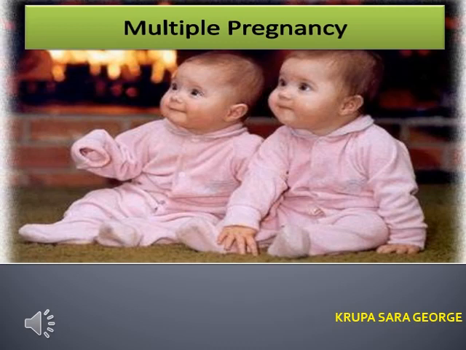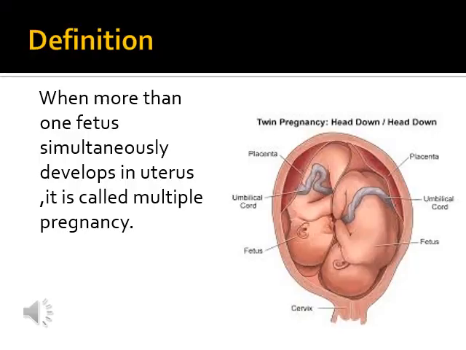Good morning, all. Today, let's talk about multiple pregnancy. Definition: when more than one fetus simultaneously develops in a uterus, it is called multiple pregnancy. You can see in the uterus there is more than one fetus. So, at this stage, it is known as multiple pregnancy.